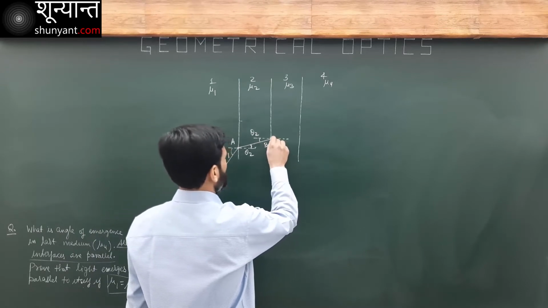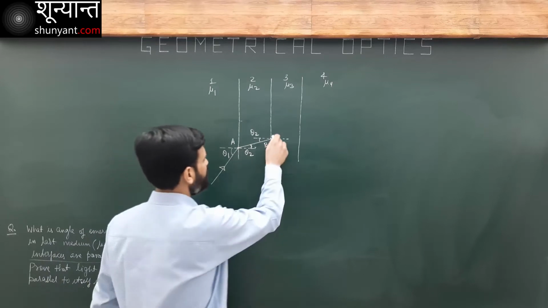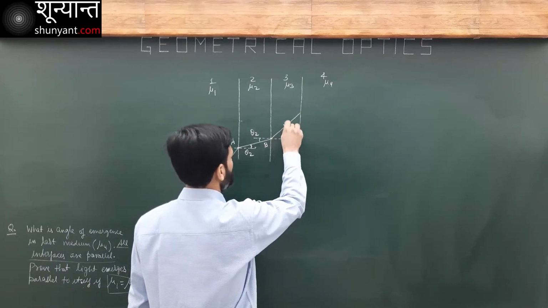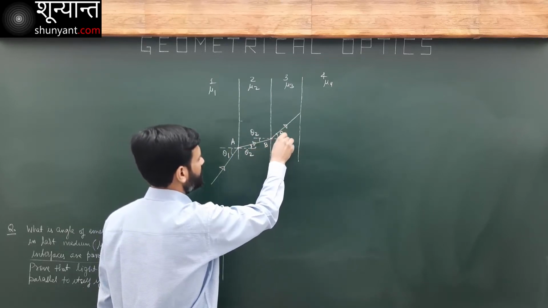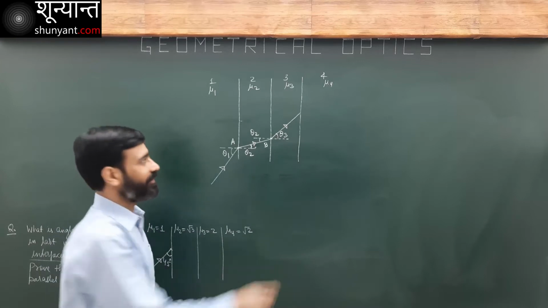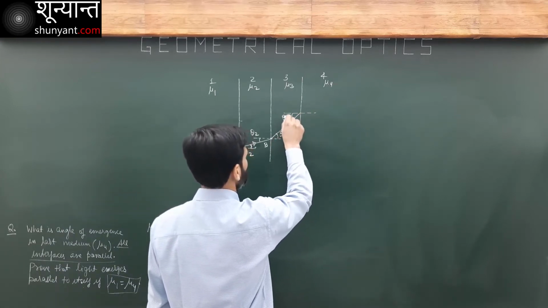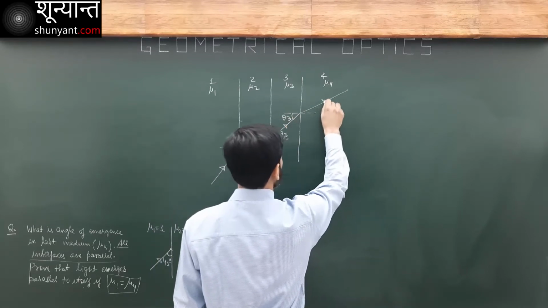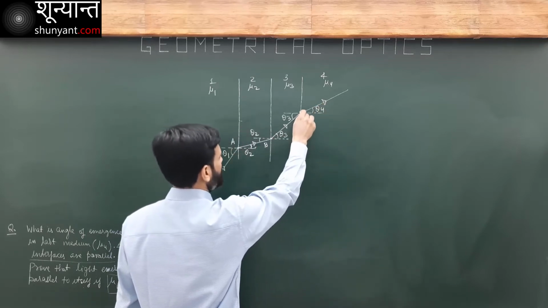Now, again there will be refraction. The light is going to bend. Let's say that it bends like this. This angle is theta 3 in medium 3. Then here, this is also going to be theta 3. Both are theta 3. And finally, let's say that it comes out in medium 4, and this angle is theta 4. This is point C.